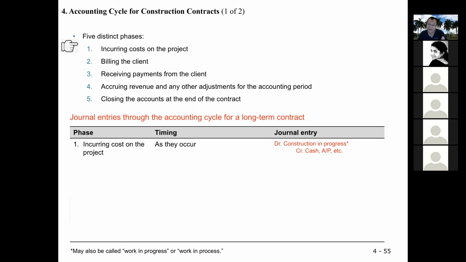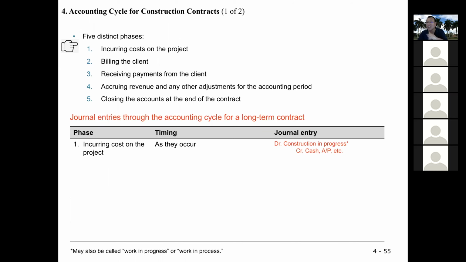The billing maybe on work in progress. So why don't you credit sales? In 2100, almost every time when you debit AR, you credit sales. How come here we are not crediting sales? Anyone? Do you know why we are not crediting sales here? Because you're not selling, you are constructing. Because you can recognize the revenue at the end of the reporting period.